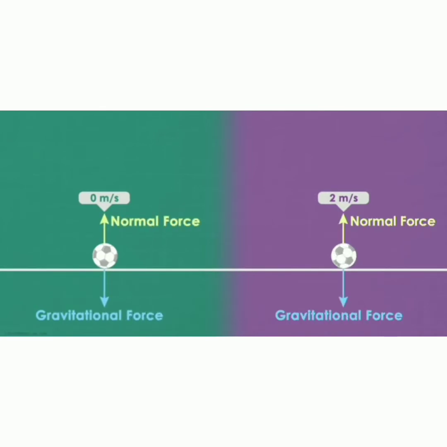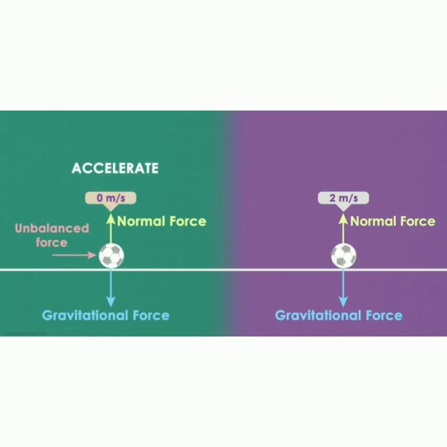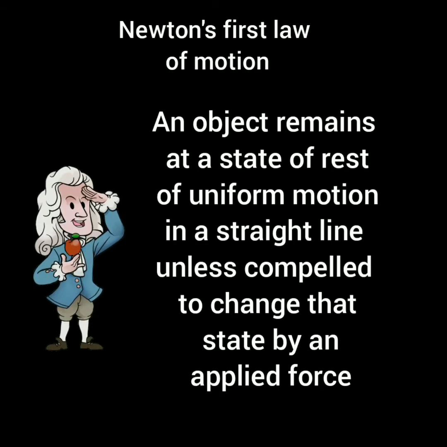As every object will continue to do what it's doing, if it's at rest, it will remain at rest, and if it's in motion, it will stay in motion. But only an unbalanced force can change this. If it's at rest and an unbalanced force acts on it, it will move. If it's in constant motion and an unbalanced force acts on it, it may accelerate or change direction, and this is nothing but Newton's first law of motion.